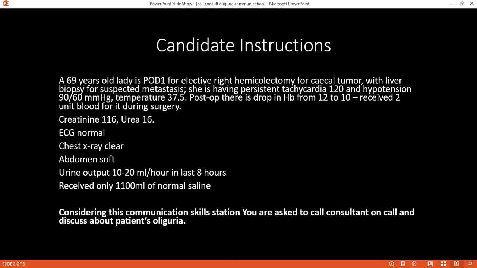Yes, this is Mr. Joe. Please summarize your case. Mrs. X is a 69-year-old female patient who had been operated for right hemicolectomy for cecal cancer. Her urine output in the last 8 hours is about 10 to 12 ml. I checked the urine catheter, which was not blocked. Clinically, the patient is tachycardic with hypotension. Abdomen is lax, it's soft.